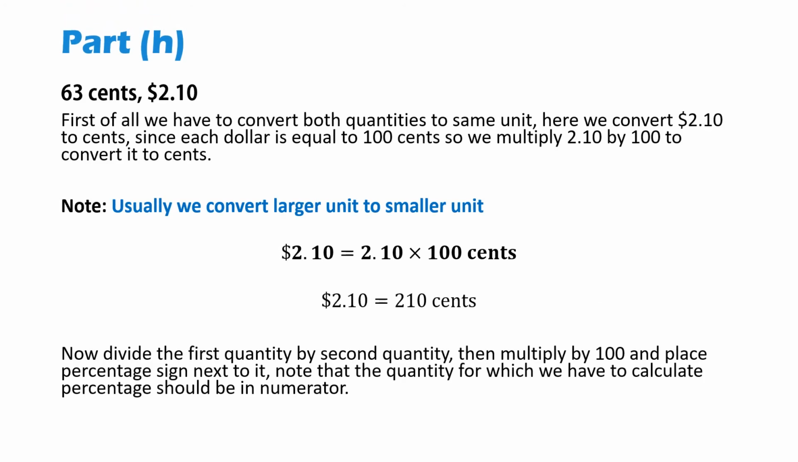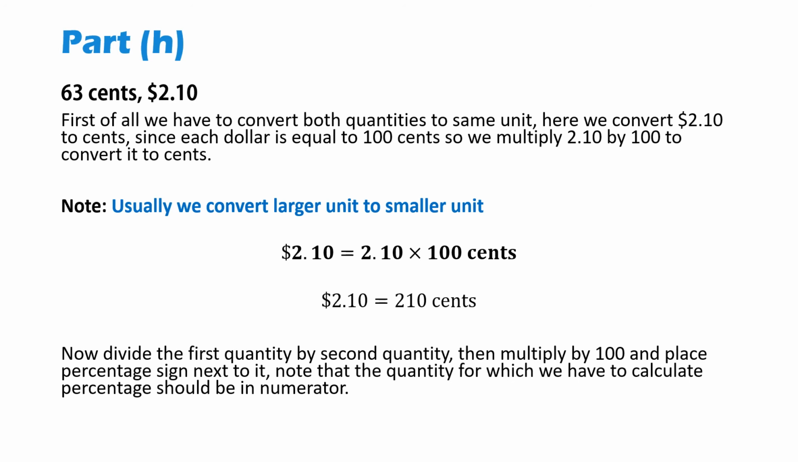Part H. Express 63 cents as a percentage of $2.10. First, we must convert both quantities to the same unit. Here we convert $2.10 to cents, since each dollar is equal to 100 cents. So we multiply 2.10 by 100 to convert it to cents. So we have $2.10 equals 210 cents.